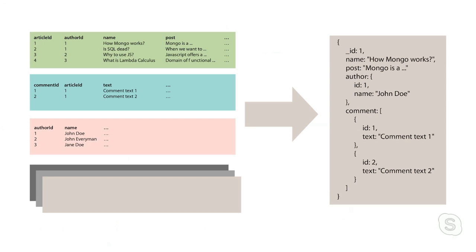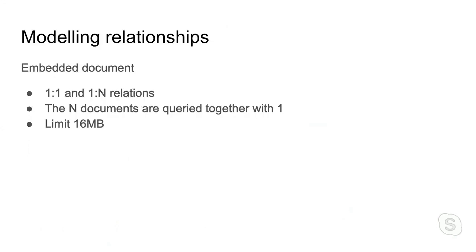All right. Okay. So there are two ways how you can structure data. First is embedding. The second is referencing. Embedding documents is really useful if you've got one-to-one and one-to-n relations. And when you've got one-to-n relations, when you query for the one document, the n documents are queried together with the one. And of course, if you're embedding these documents together, the document can become bigger and bigger, but we have to think about the limit, which is 16 megabytes.